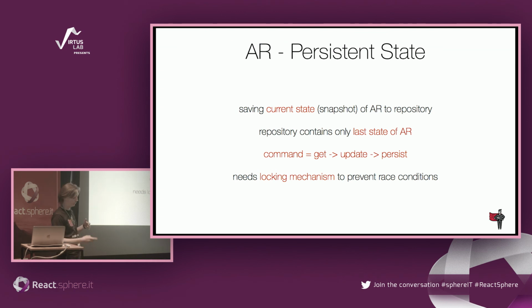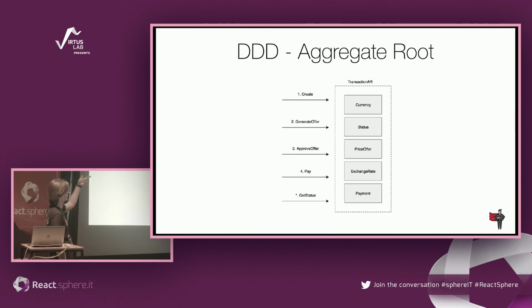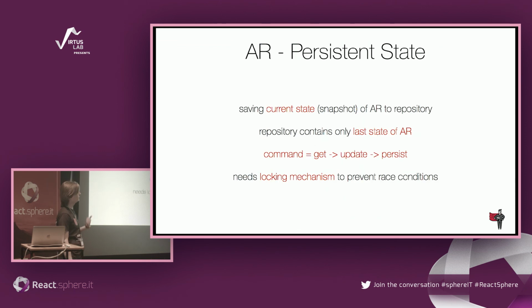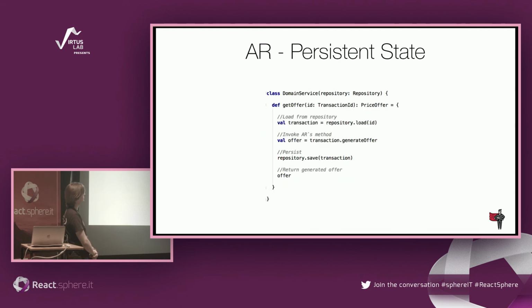So when we have a command, such as the operations create, generate, or approve offer, first we need to get the latest state from the database, from the repository. We need to mutate the state, and we need to persist it. The most problematic part is that when we take this aggregate root from the database, we need some kind of locking mechanism to prevent race conditions, if we have a couple of threads making mutable operations on this aggregate. Here is a part of code which can show it.